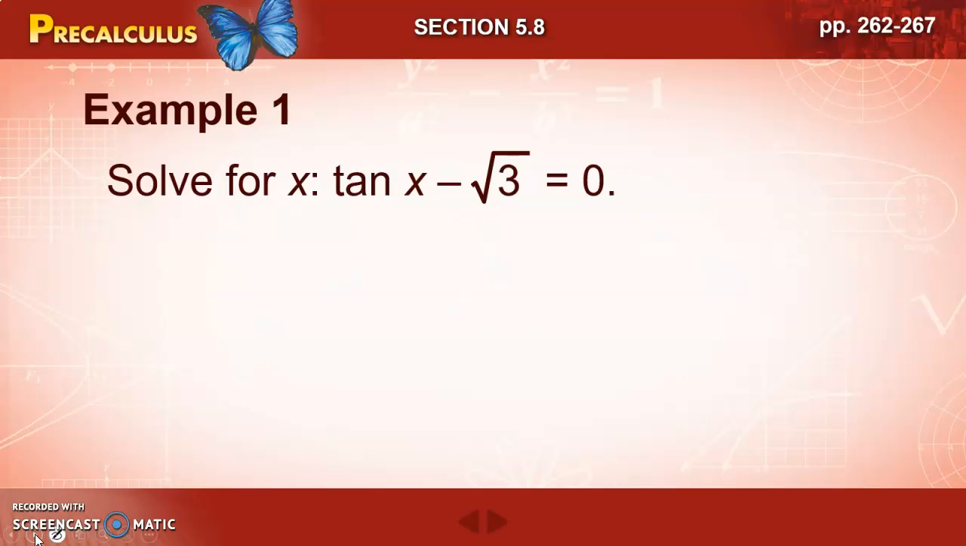So let's take a look at example number 1. We have tangent x minus square root of 3 equals 0. We already have one single trig function here, so there's nothing we really have to do as far as trig identities go. So we're just going to use our algebraic steps that we already know. We need to isolate the tan x, so the way that we do that is by adding square root of 3 to both sides. When we do that, we get tan x equals root 3.